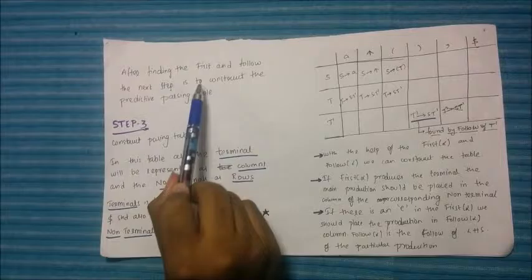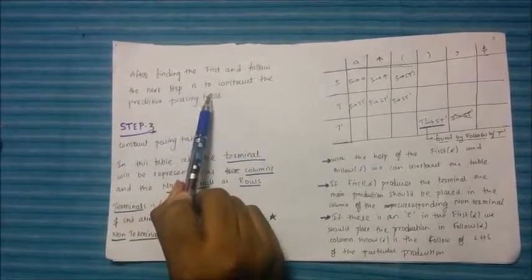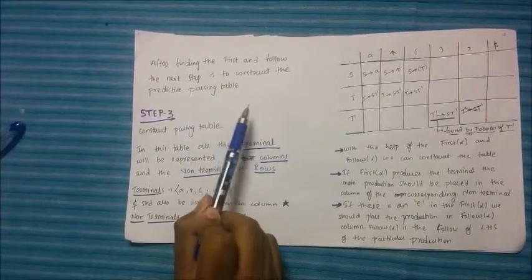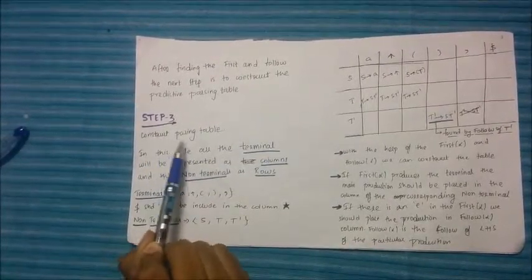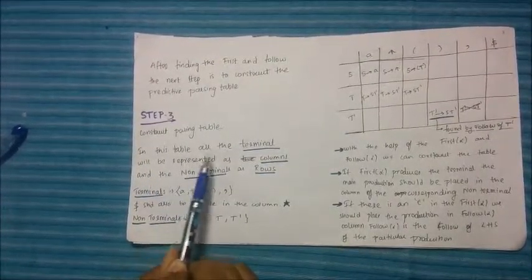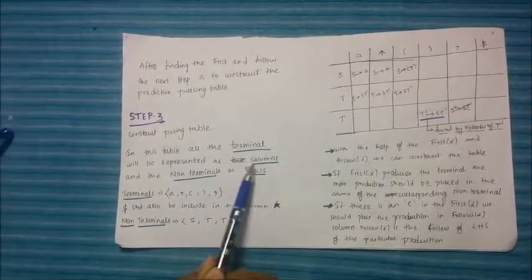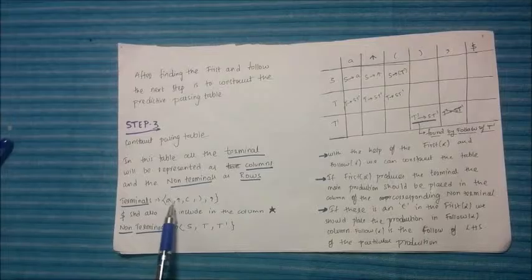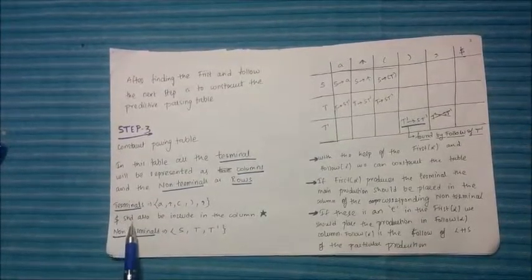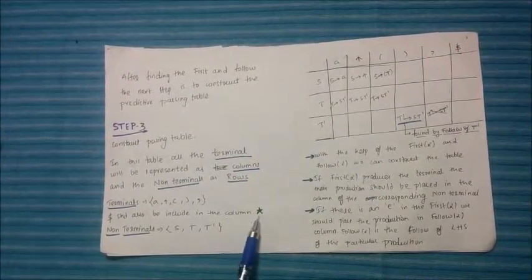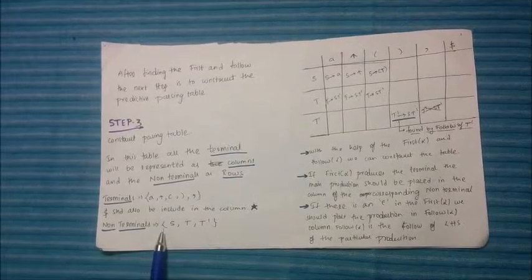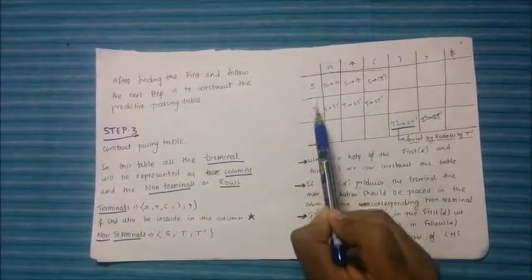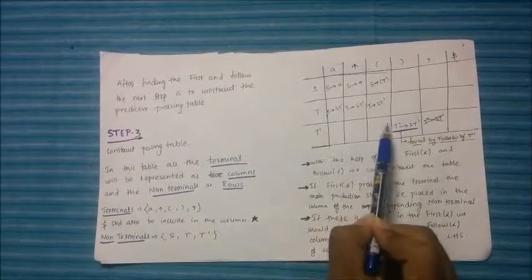After finding the first and follow, the next step is to construct the predictive parsing table. So now we have to construct the predictive parsing table. In this table, all the terminals are represented as columns and the non-terminals as rows. So the terminals are as follows, and the dollar should also be included in the columns. This is the point to be noted. Non-terminals are S, T, T dash. Now this is the parsing table constructed from the given grammar.